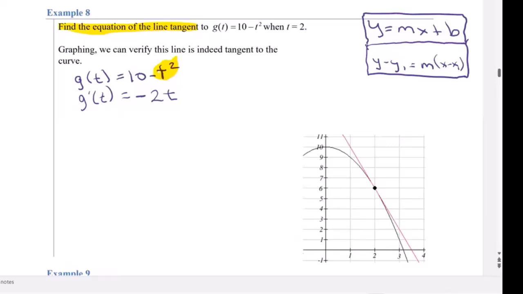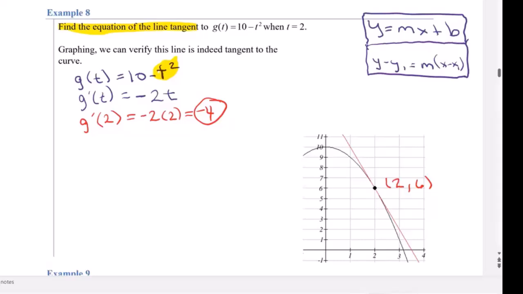Now we're given some additional information. We want to know what the equation of the line tangent to this curve is right at this point. So we plug in t equals 2. So g prime of 2 is equal to negative 2 times 2, which equals negative 4. That looks pretty good because there's definitely a negative slope there. So now that we have our slope, and we know a point, we have this point 2, 6.